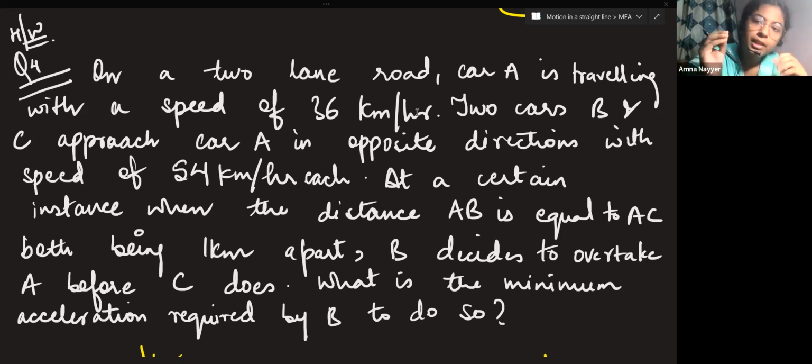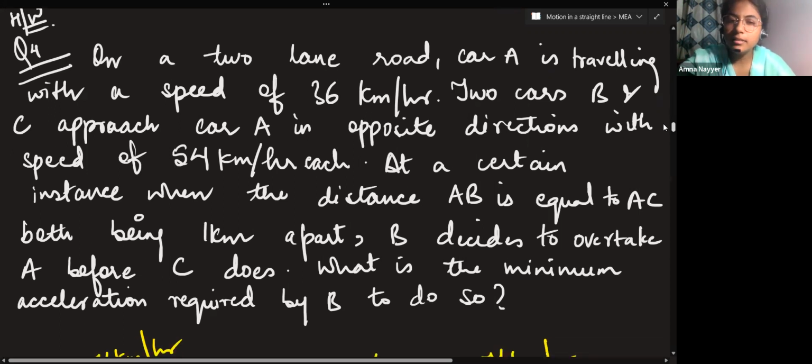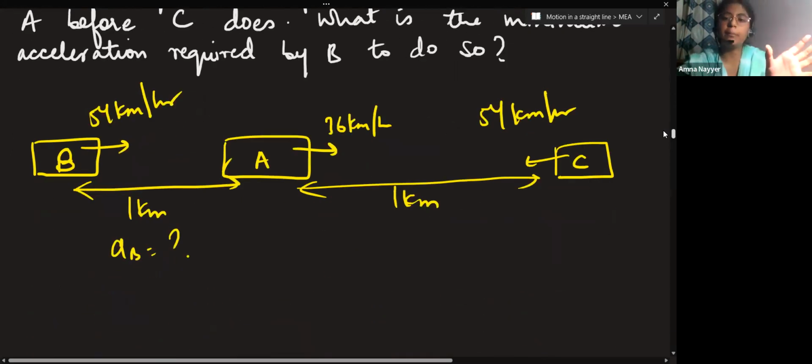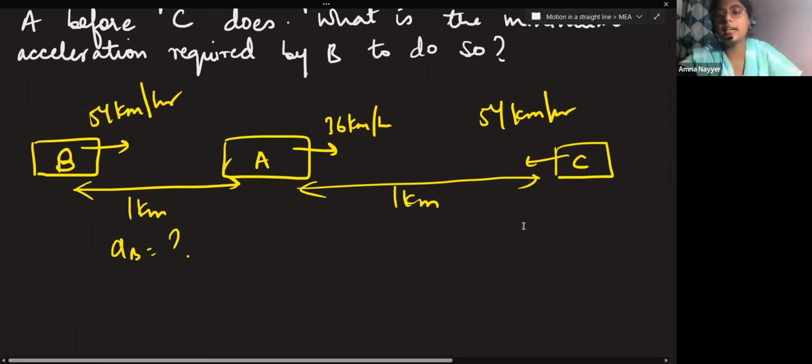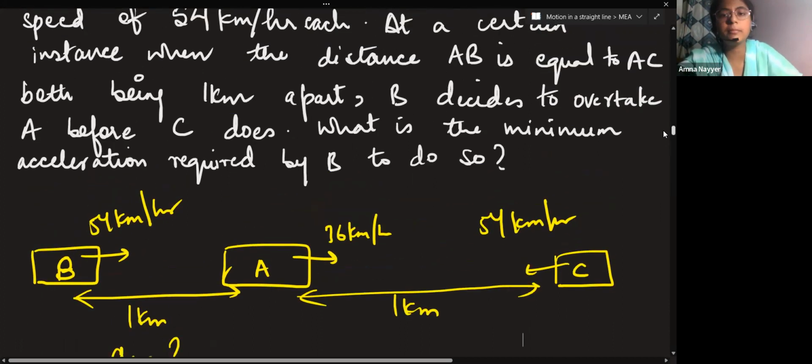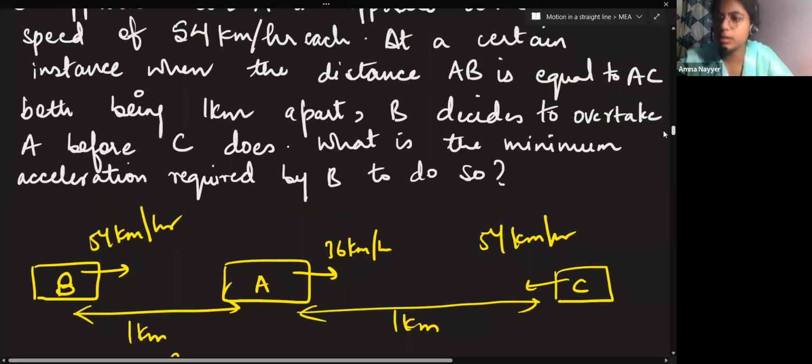Let's do it together. See, on a 2-lane road, car A is moving with a speed of 36 kilometer per hour. Two cars B and C approach car A in opposite direction, with a speed of 54 kilometer per hour. Then at a certain distance, when both AB and AC distances are equal, 1 kilometer each, B decides to overtake A before C does. That was the statement given. B decides to overtake A before C does.